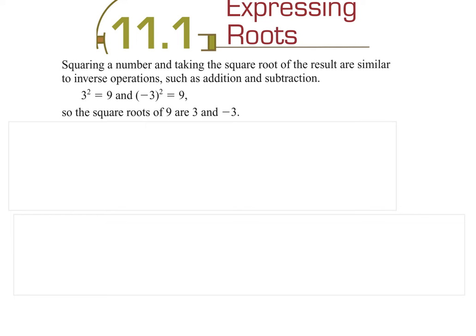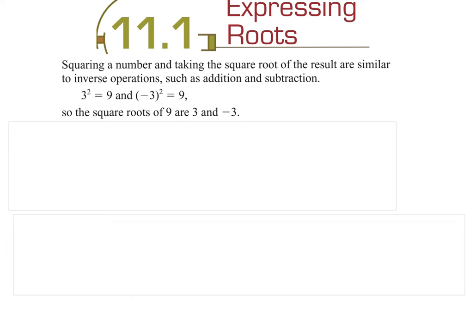Squaring a number and taking the square root of a number are inverse operations. So when you square a number, 3 squared equals 9, or negative 3 squared equals 9. If you were to look at the square root of 9, if you have a variable involved, it could be either 3 or negative 3.